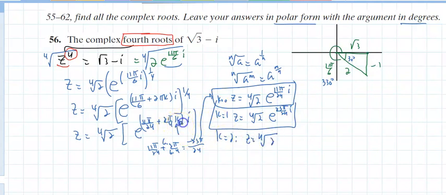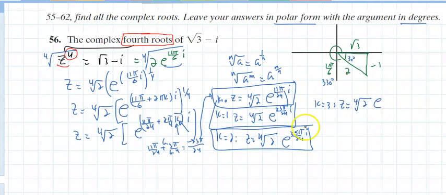If I put a 2 right there for k, then I went from 11 pi over 24 to 23, add 12, add another 12, that's 35 pi over 24 i. And if I let k equal 3, I'll get the last solution, and that would be z equal the fourth root of 2 e to the another 12, that's 47 pi over 24 i. Keep in mind, this is still less than 2 pi. If I let k equal 4, I'll repeat this.